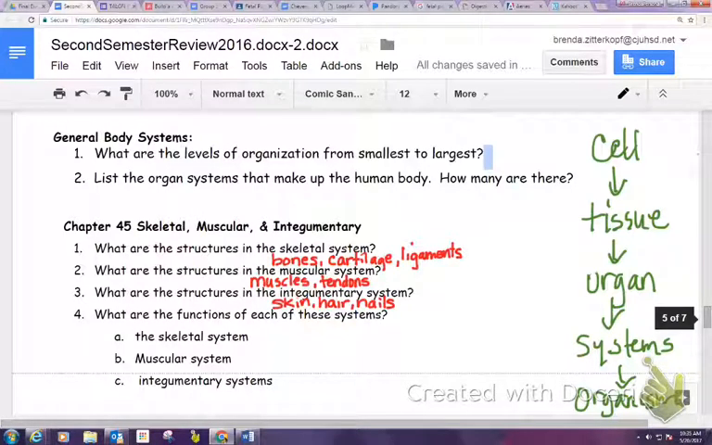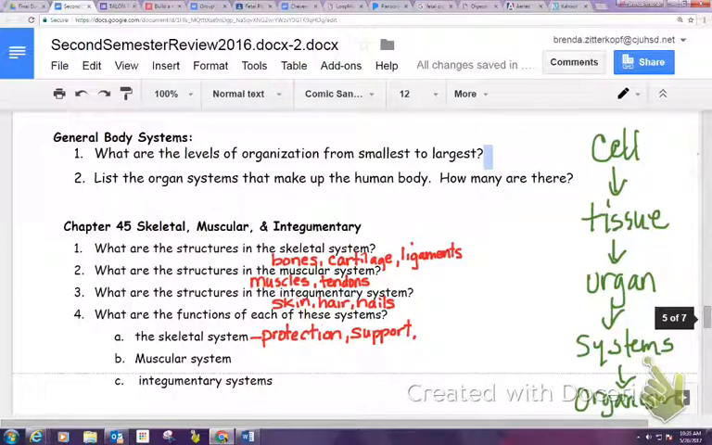Okay, the function of the skeletal system. So what purpose do our bones serve? Well, protection of internal organs, support, help us to stand upright. You guys did the one pager. What else? Why do you have bones?